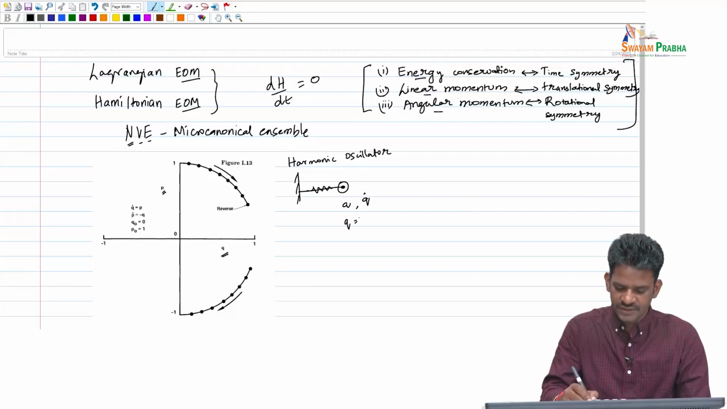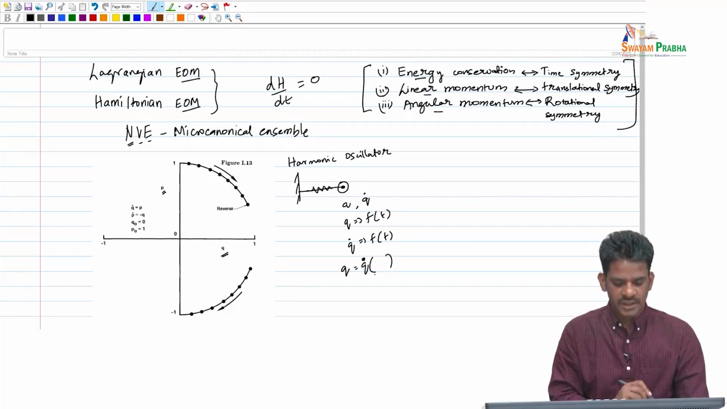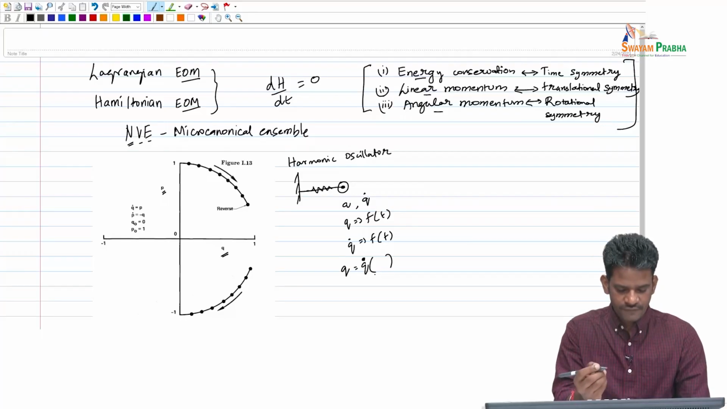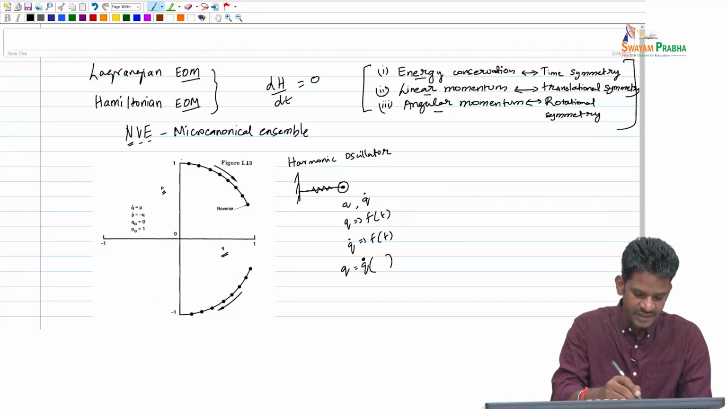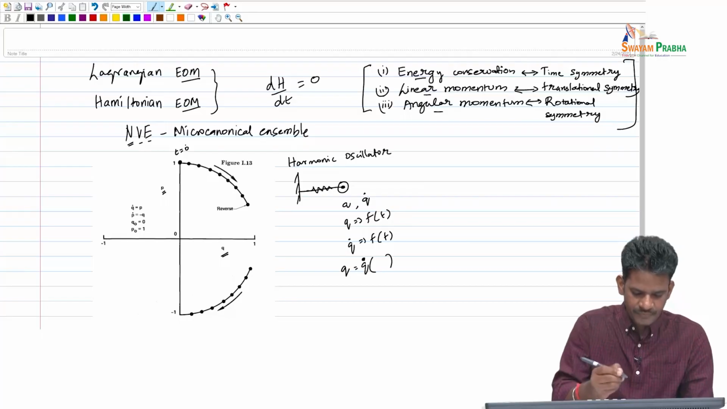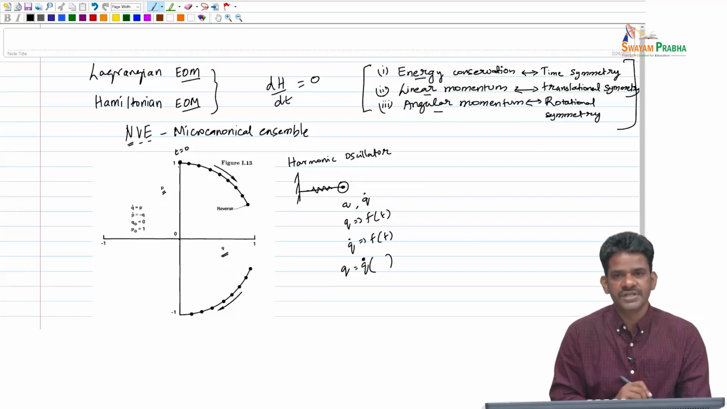Now, the system is evolving dynamically. That means q is a function of time, and q dot is also a function of time. From these equations you can eliminate time, and then you can have a state space relating q as a function of q dot. That is what is shown here. Time is not explicitly present in this plot, but you can think of time as implicit. If I take a point somewhere here, this means that at time t equal to, let us say, 0, the position q is 0 at the origin and the momentum is plus 1.